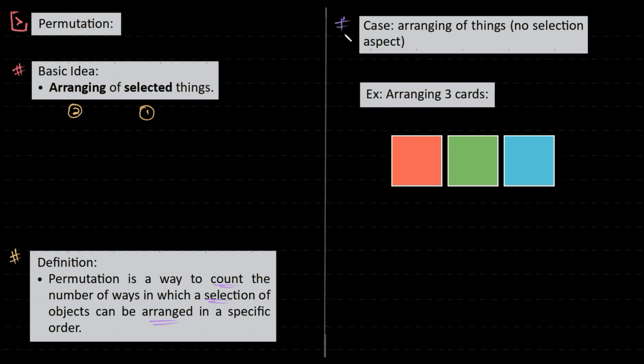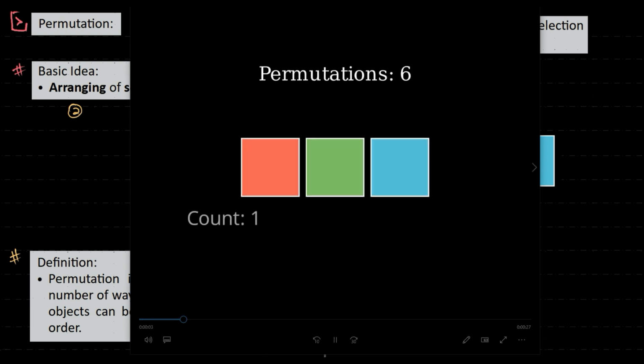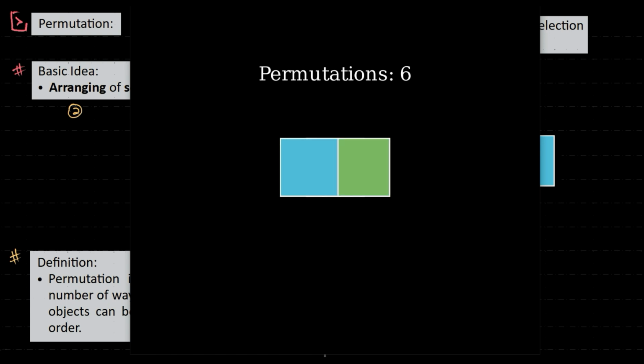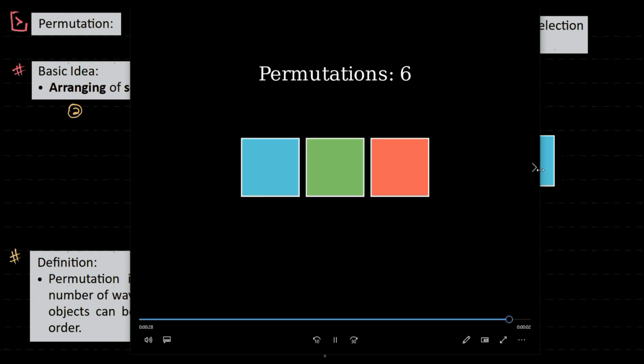So let's look at just arranging of things. We have 3 cards and we need to arrange them. How all can we arrange them? That's the first way. Second, so basically there are 6 different ways, right?